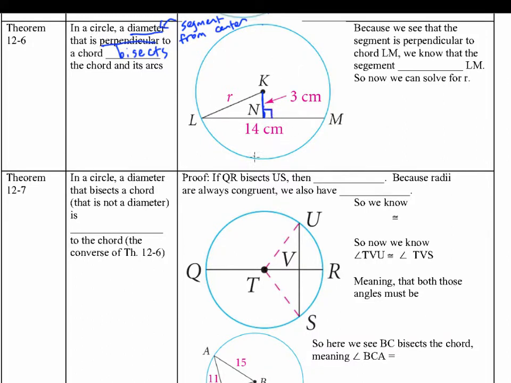Yes, it is perpendicular to a chord. Where is that chord? Right here. The chord has both endpoints on the circle, which this one does. So if it is perpendicular to that chord, it bisects the chord. Because we see the segment is perpendicular to chord LM, we know that the segment bisects LM, cuts it in half. So now we can solve for R. If it bisects it, that means I could say tick, tick by the definition of bisector. And since 14 got split in half, this would be 7 and this would be 7.